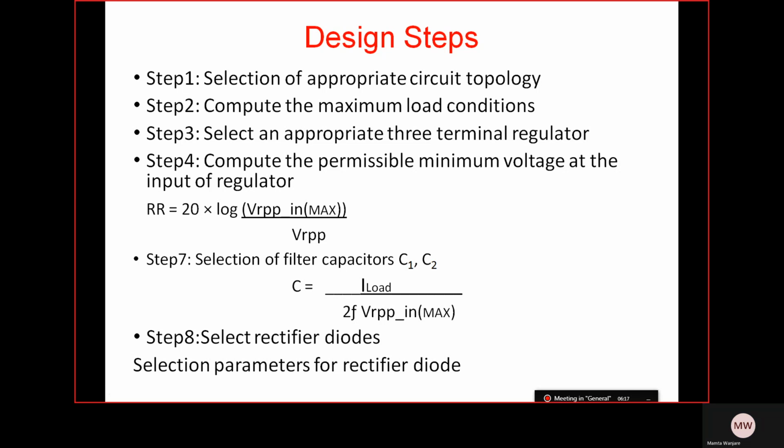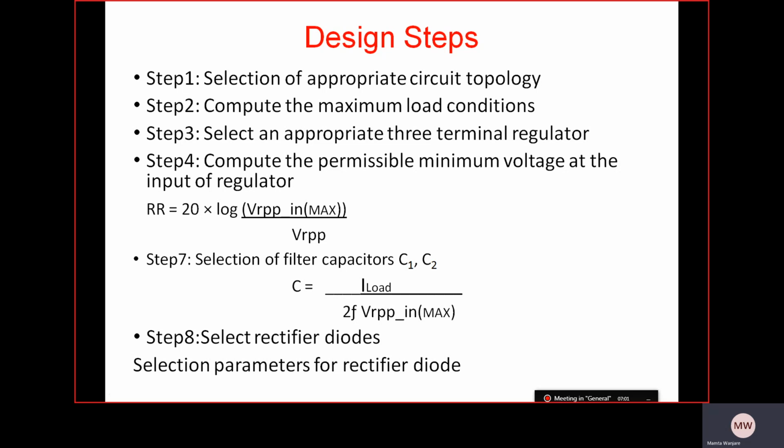Next step is to compute the permissible minimum voltage at the input of the regulator. That formula is ripple rejection equal to 20 log of maximum input ripple voltage divided by ripple voltage. The ripple rejection ratio is given in the datasheet of the 78 series as well as the 79 series. In our design problem statement, the ripple voltage is given, and from that we have to find out the maximum input ripple voltage for 7805 as well as 7905.